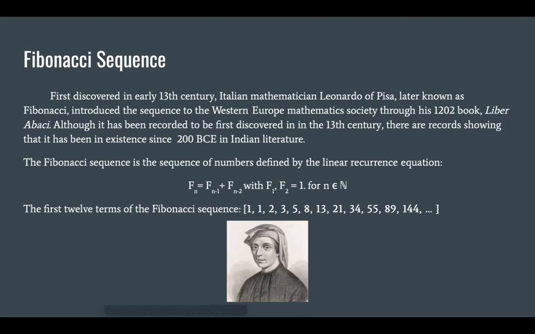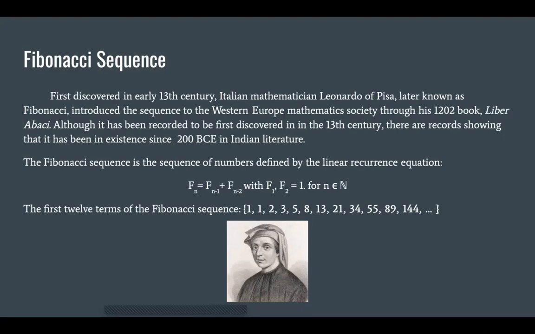So as we can see, the Fibonacci sequence is the sequence of numbers defined by this linear recurrence equation, where each term in the sequence is the sum of the previous two terms. We can see that by F sub n equals F sub n minus 1 plus F sub n minus 2, with F sub 1 and F sub 2 equal to 1. What that means is just that those are the starting points of the sequence.